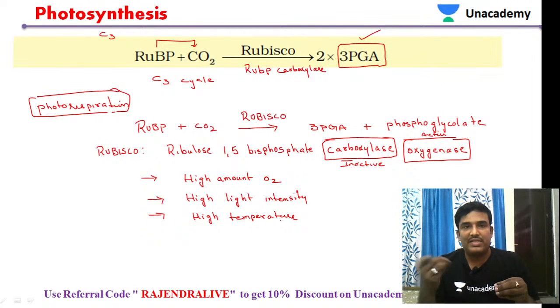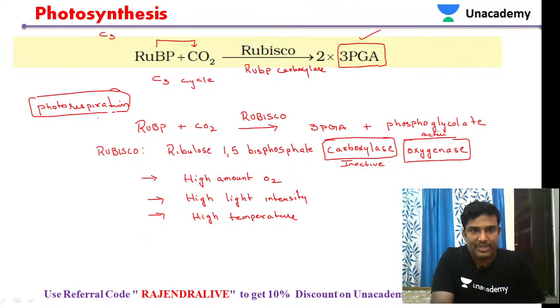The RuBP oxygenase will be active. When oxygenase is active, it converts RuBP into 3-phosphoglyceric acid plus phosphoglycolate. So finally, during photorespiration, the products formed are one molecule of 3-phosphoglyceric acid and phosphoglycolate, and the oxygenase is the enzyme that is active during photorespiration.